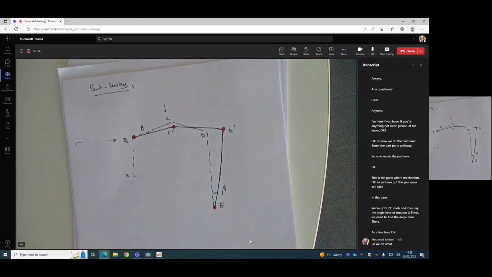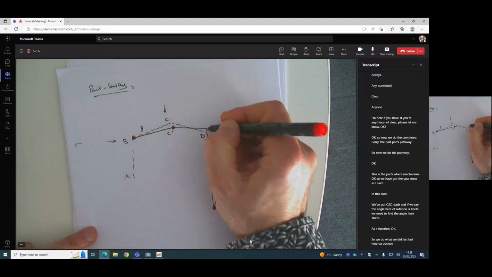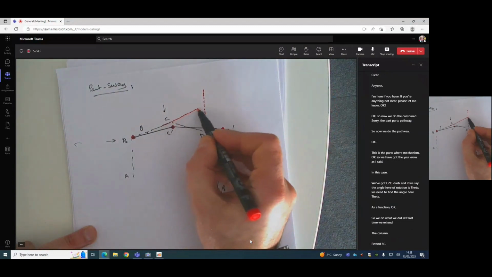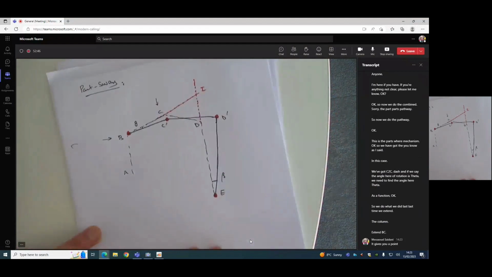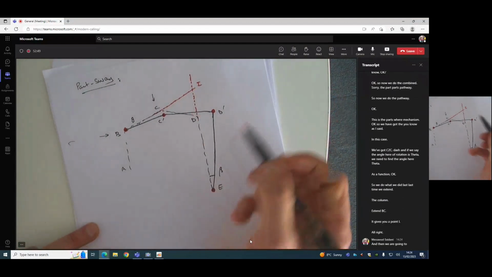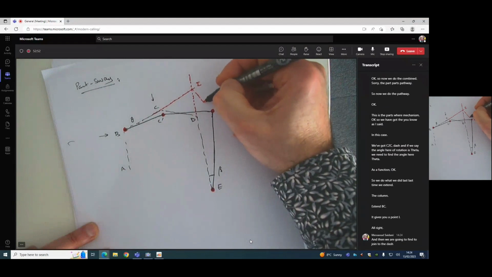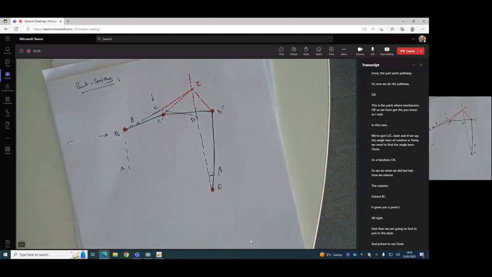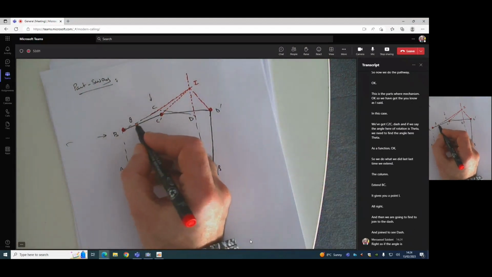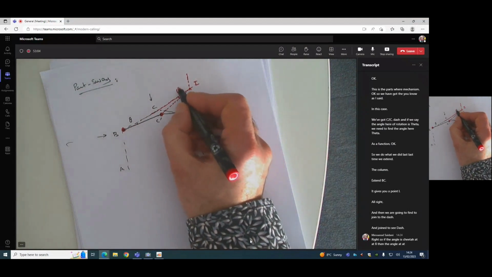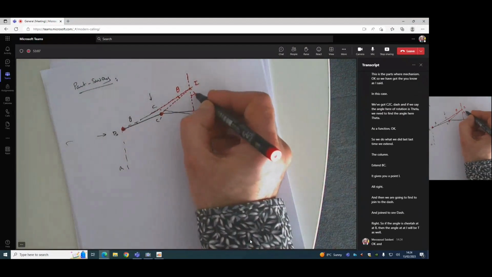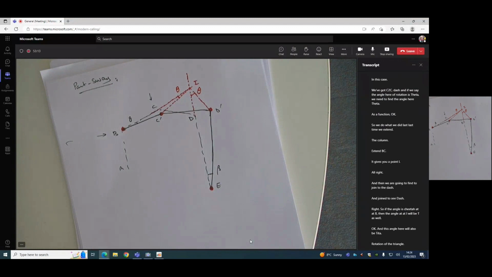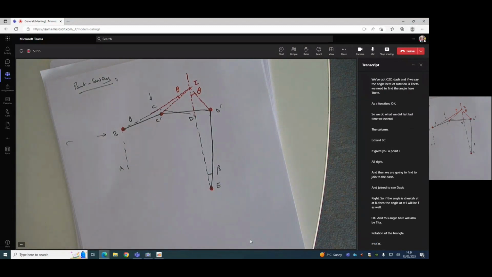So we do what we did last time. We extend the column, extend BC. It gives you a point I, all right? And then we join to D dash and join to C dash. So if the angle is theta at B, then the angle at I will be theta as well, okay? And this angle here will also be theta, rotation of the triangle. Is that okay? Yeah.